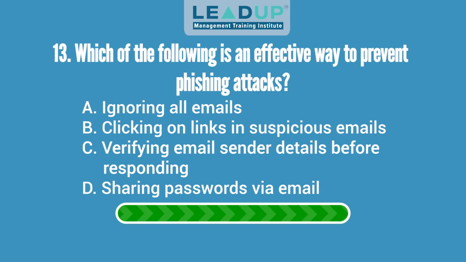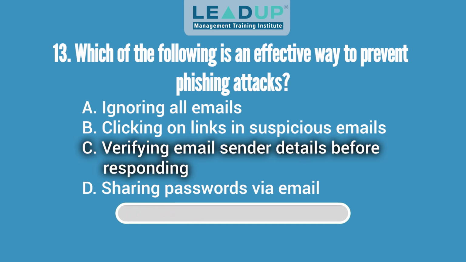Question 13. Which of the following is an effective way to prevent phishing attacks? A. Ignoring all emails. B. Clicking on links in suspicious emails. C. Verifying email sender details before responding. And D. Sharing passwords via email. Answer: verifying email sender details before responding.